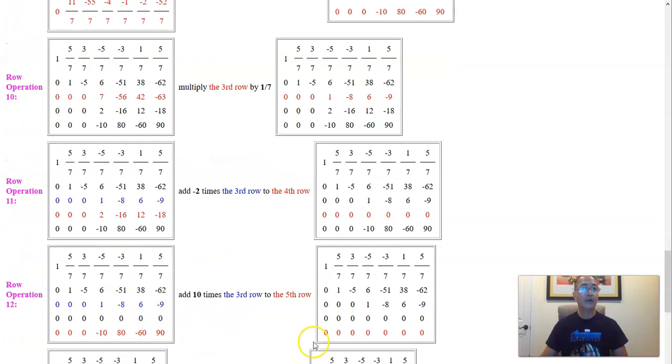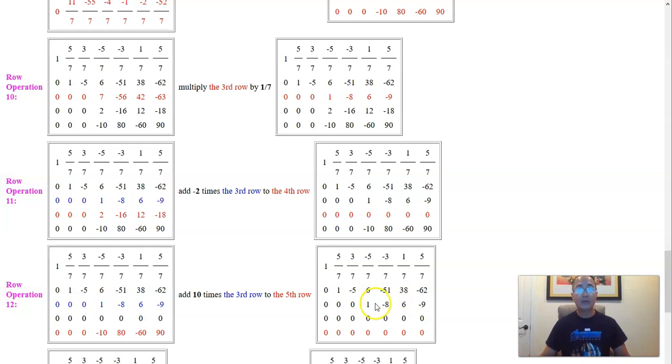And how about row 5? Entirely into zeros also. So after we have row 3, we have nothing in row 4 and row 5. So this ends the first half of the Gauss Jordan algorithm. Up to this point, it's called Gaussian elimination or Gaussian reduction.